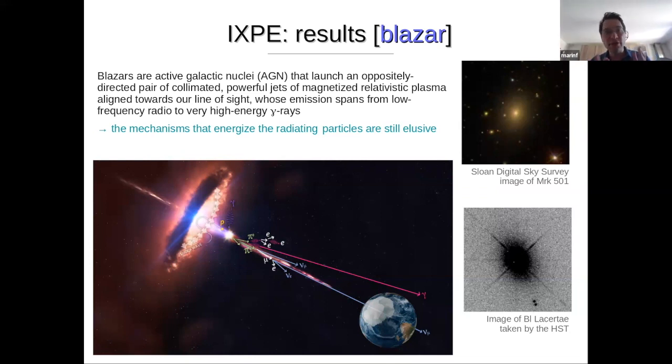But the thing is that their inclination is directly pointing towards the Earth. So for the jets, we see the inside of the jet, we are in the same direction as those accelerated particles. The thing is, how do you energize particles up to almost the speed of light? This is very elusive.